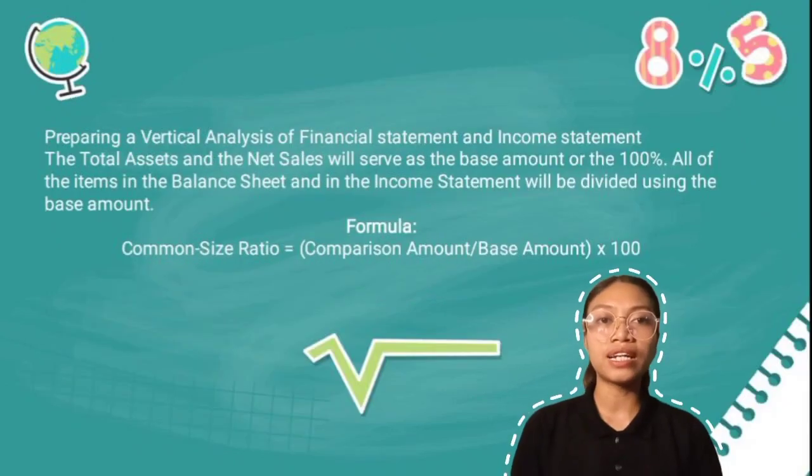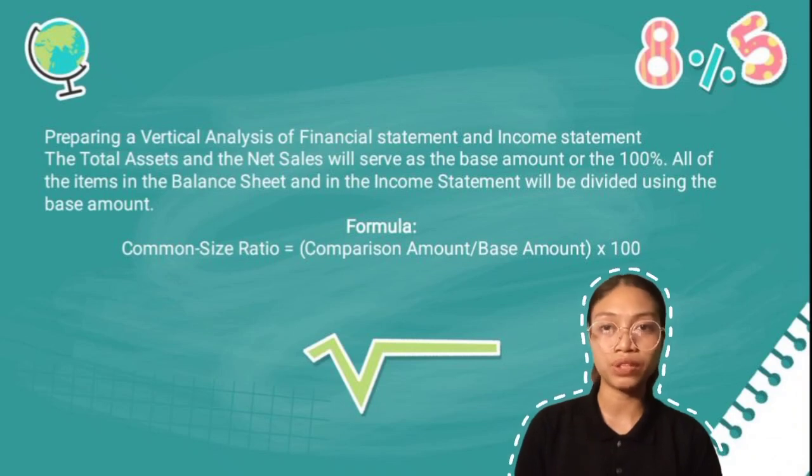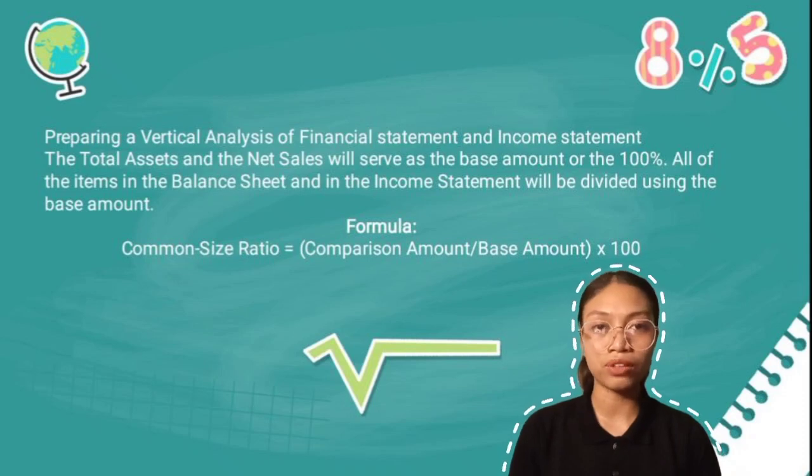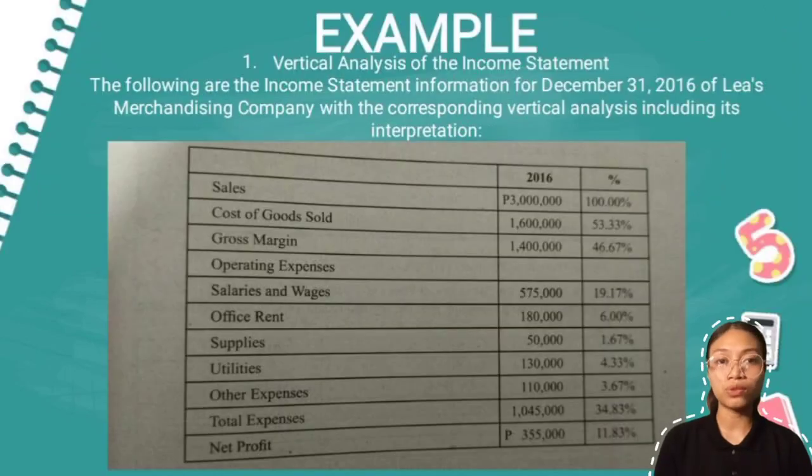In preparing a vertical analysis of the financial statement and income statement, the formula that we are going to use is common size ratio equals comparison amount divided by base amount times 100%. Take note that the total assets and net sales will be the base amount, or the 100%, and all of the items will be divided using the base amount. Will you please look at the attached photo of the income statement? The following is the income statement information for December 31, 2016 of Leah's Merchandising Company with the corresponding vertical analysis, including its interpretation.